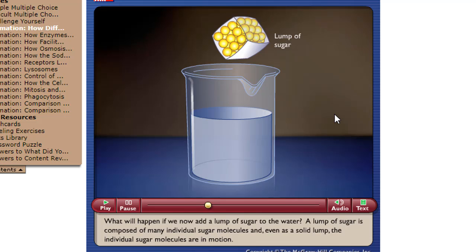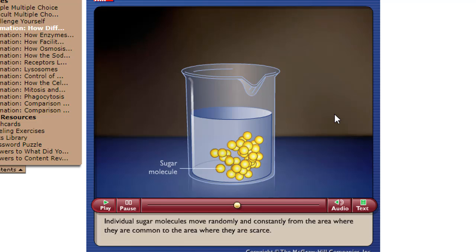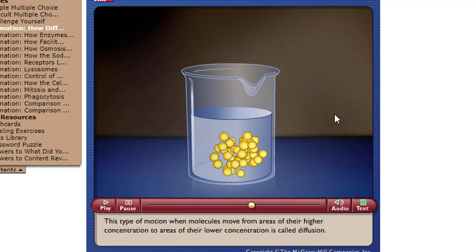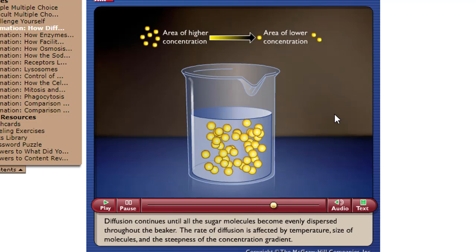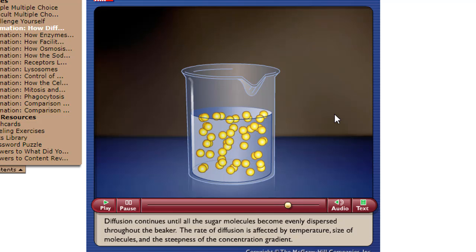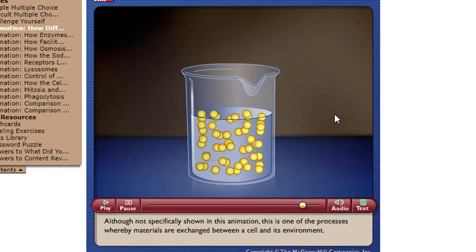A lump of sugar is composed of many individual sugar molecules, and even as a solid lump, the individual sugar molecules are in motion. When the lump is dropped into the water, it begins to dissolve. Individual sugar molecules move randomly and constantly from the area where they are common to the area where they are scarce. This type of motion, when molecules move from areas of their higher concentration to areas of their lower concentration, is called diffusion. Diffusion continues until all the sugar molecules become evenly dispersed throughout the beaker. The rate of diffusion is affected by temperature, size of molecules, and the steepness of the concentration gradient. Although not specifically shown in this animation, this is one of the processes whereby materials are exchanged between a cell and its environment.